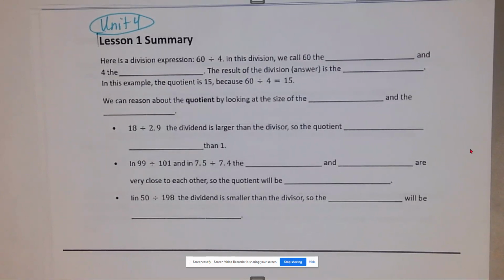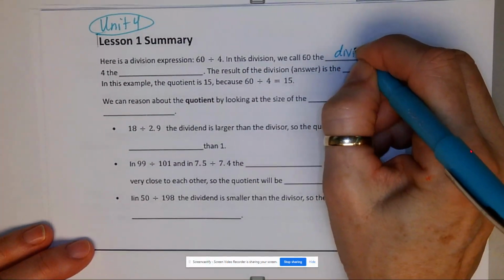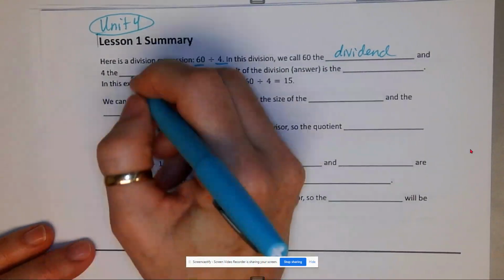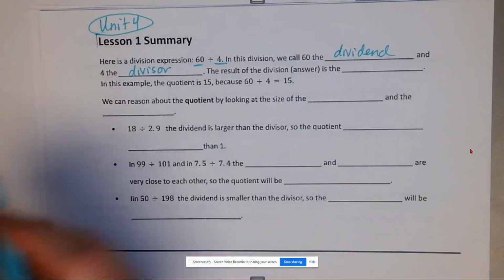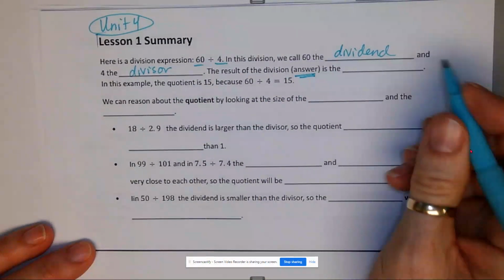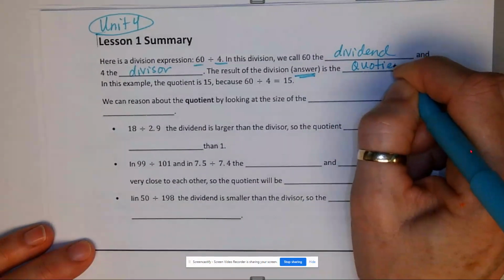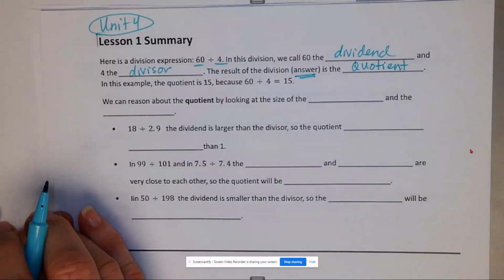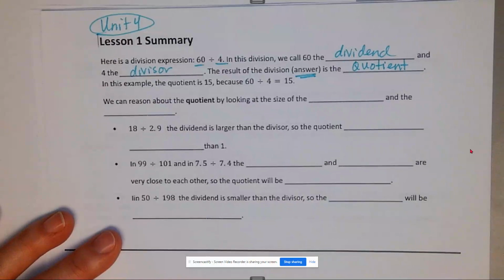All right. Here's a division expression, 60 divided by 4. In division, the 60 is the dividend, and the 4 is the divisor. The result of division, the answer, do you remember? Starts with a Q, quotient. Now pause the video whenever you need to. I'm not making an Ed puzzle this time. So 60 divided by 4 is 15.